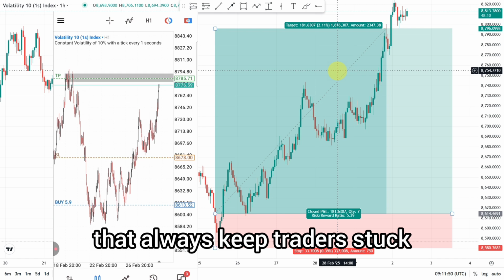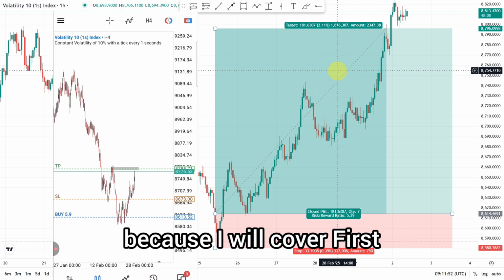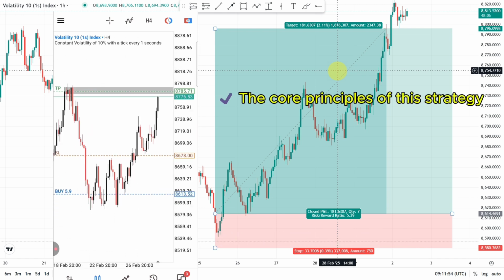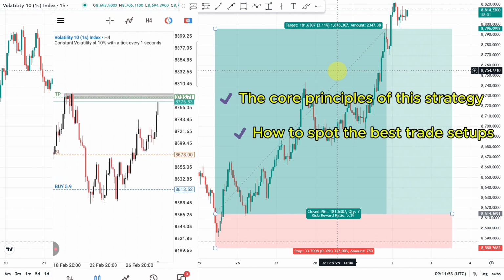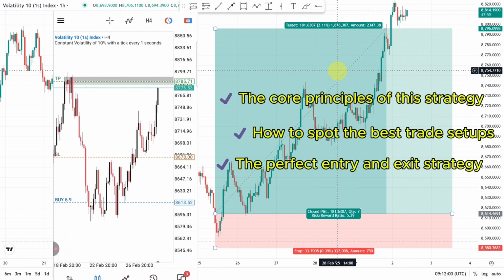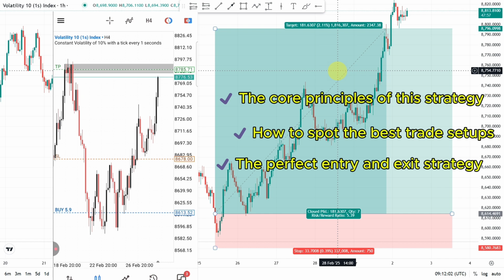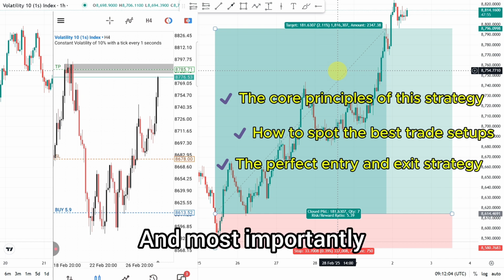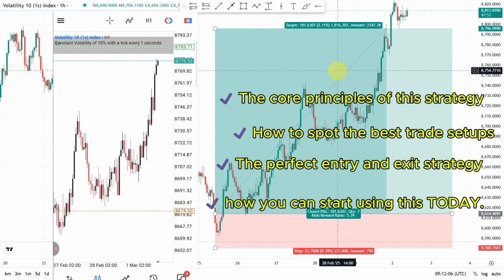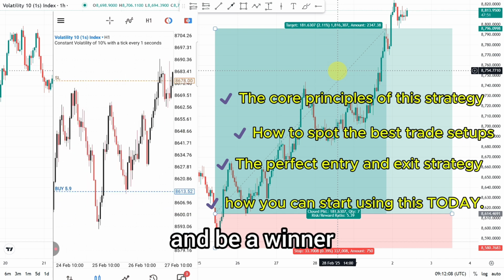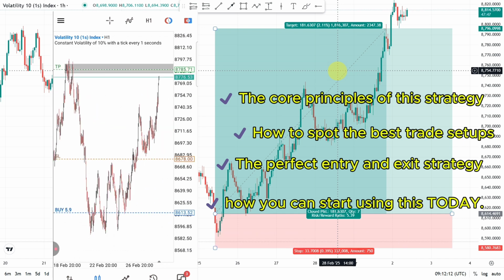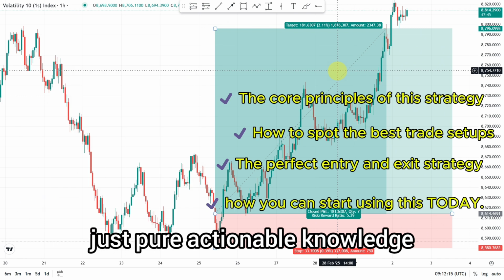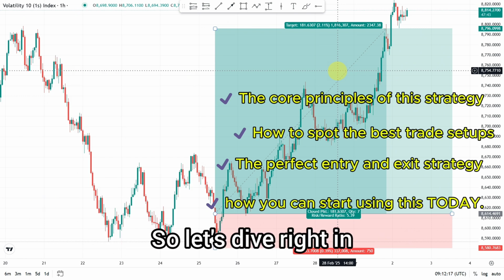So stick around, because I will cover first the core principles of this strategy, second how to spot the best trading setups, thirdly the perfect entry and exit strategy, and most importantly, how you can start using this today and be a winner. So no fluff, no unnecessary complexity, just pure actionable knowledge. So let's dive right in.